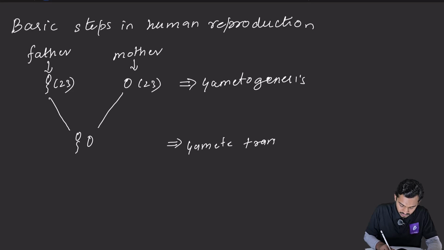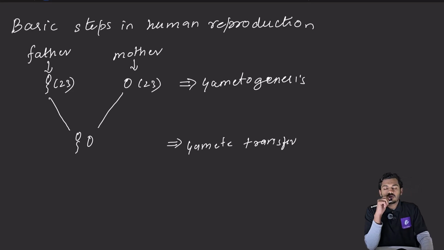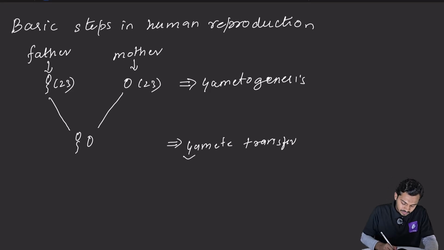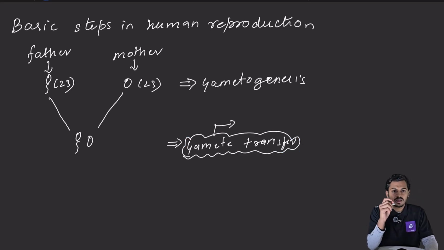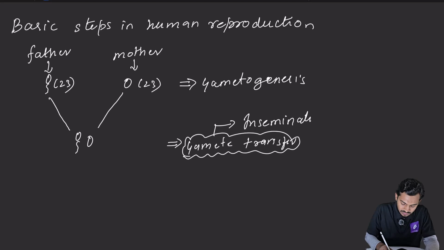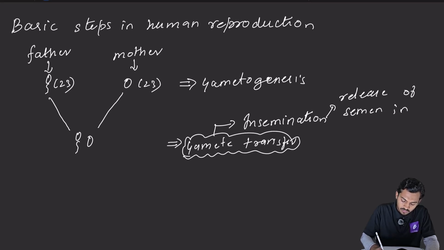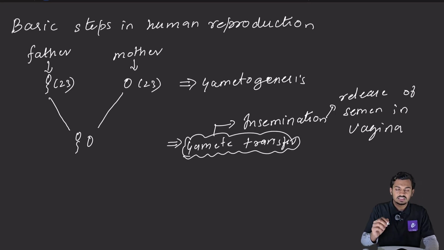Gamete transfer. Okay. Now for gamete transfer to happen, there is a very important step or process which takes place, that is called insemination. So what is insemination दोस्तों? Insemination में क्या होता है? Release of semen in the vagina is called insemination. So दोस्तों अगर gamete transfer होना है, अगर sperm और ovum को close आना है, तो it happens by a process that is called insemination.